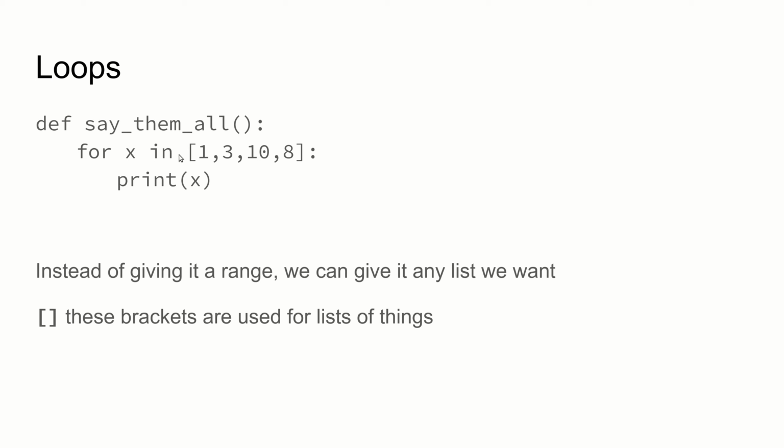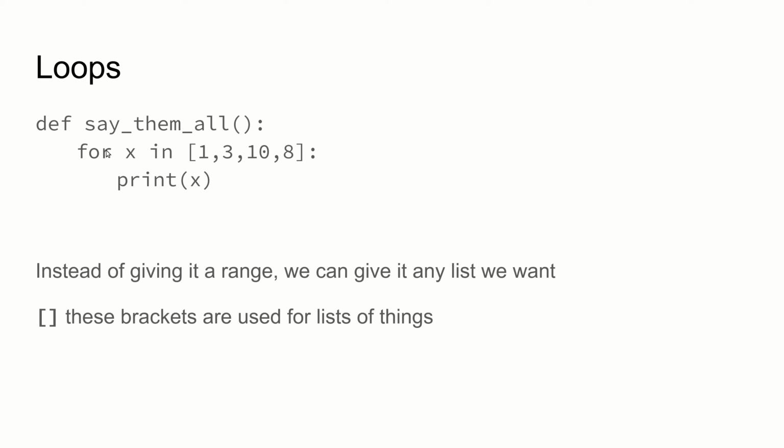How do I know which things are individual items? Well, they are separated by commas. So this list contains the numbers 1, 3, 10, and 8. And my for loop is saying for each item in that list, 1, 3, 10, and 8, in that order, I want to print them. I could do lots of different things with them potentially.